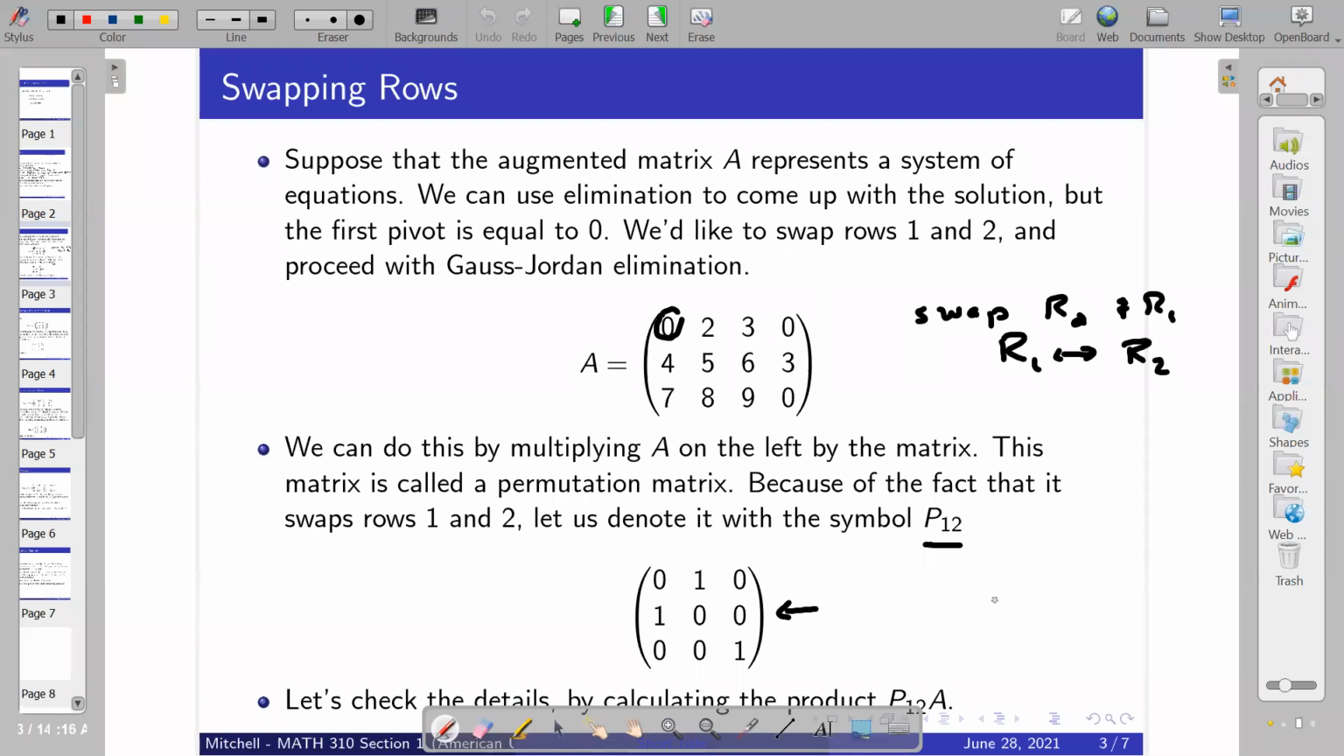Notice its shape. The permutation matrix is an identity matrix whose first and second rows have been switched. When you're thinking about permutation matrices in general, it's useful to remember that formula. The identity matrix is a square matrix with ones along the diagonal and zeros everywhere else. So P12 is just an identity matrix with the first and second rows switched. And the effect of multiplying P12 times A is to switch the first and second rows in A. So it's sort of interesting.